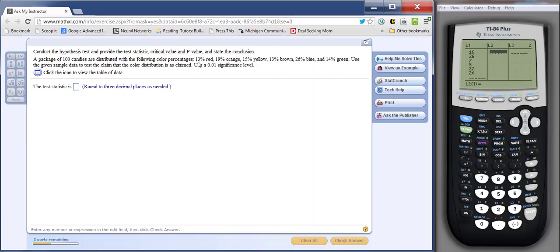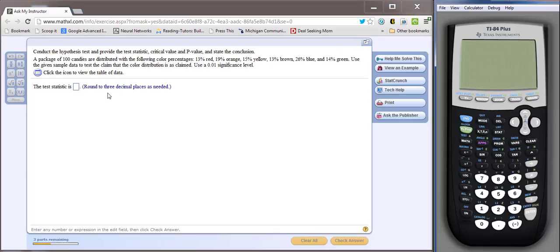So, how many red candies were we expecting? 13% red, so 13, 19% orange, so 19, 15% yellow, 13% brown, 26% blue, and 14% green. So now let's quit out of there.